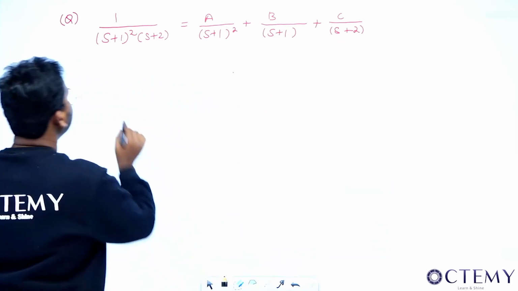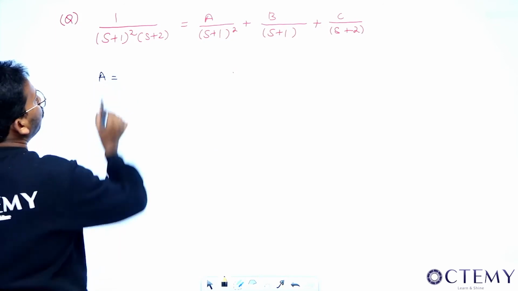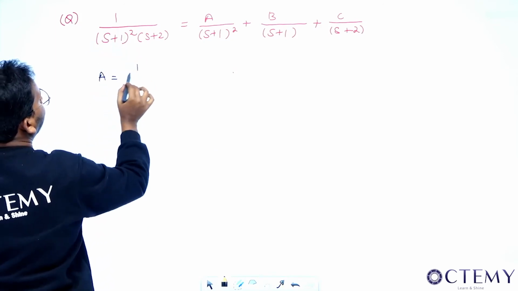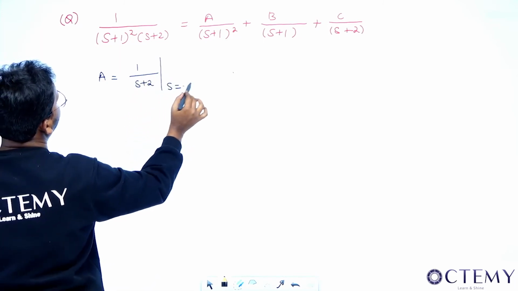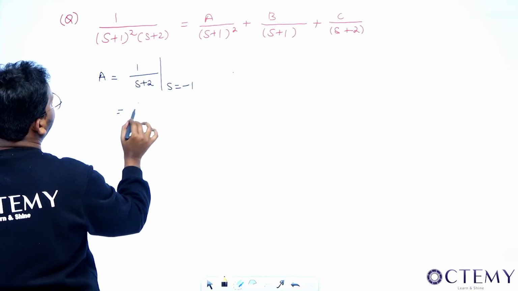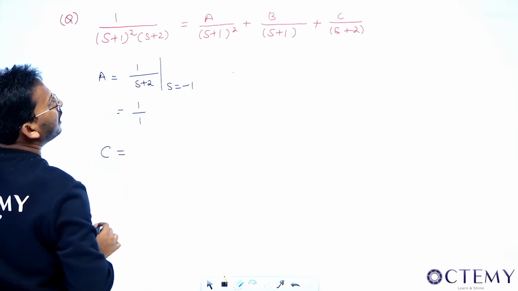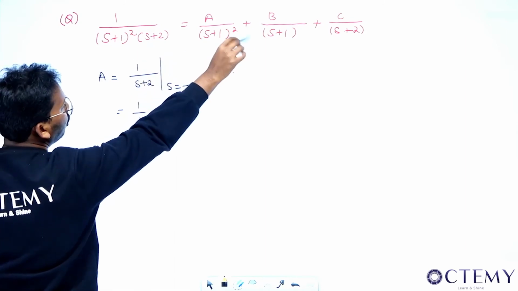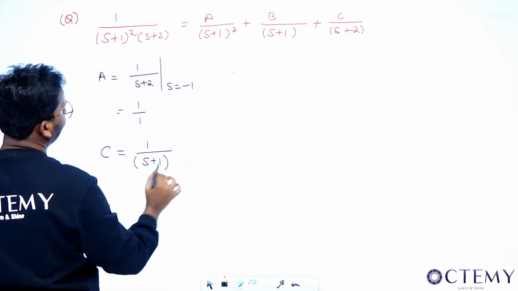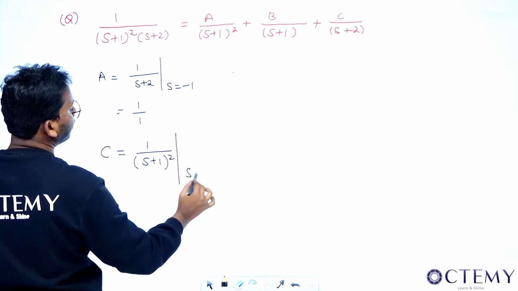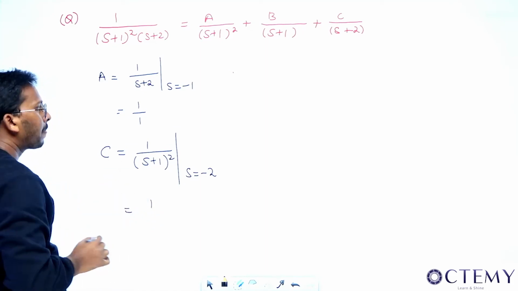How do you find A, sir? Readily, let us do A. If you want to find A, you remove this fellow. Then it will become 1 by s plus 2. In this you put s is equal to minus 1. See sir, what will you get? 1 by 1 you will get. See if you want C, C also you can readily get, sir. You remove this fellow because that's in the denominator. So what will you get? 1 by (s plus 1) square you will get. Then what you do, sir? You put s is equal to minus 2 because that is s plus 2 is there. So this will become 1, right?